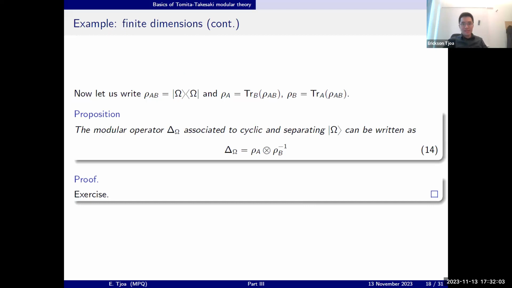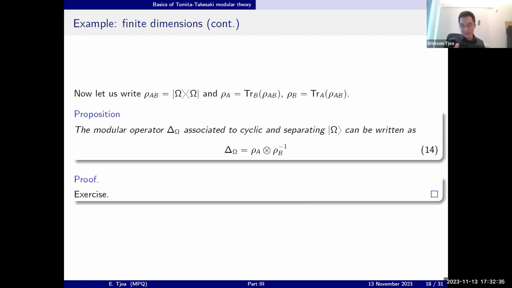Okay, and now let's try something more interesting. If you give me a joint pure state, which is cyclic and separating for both Alice and Bob, and now you define the reduced density matrix of each, you can check that in the finite dimensional case, the modular operator is actually the reduced state of A times the inverse of the reduced density matrix of B. And you can see why I need a cyclic and separating vector. Because if it is not cyclic and separating, it is not max rank, then rho B inverse doesn't exist.